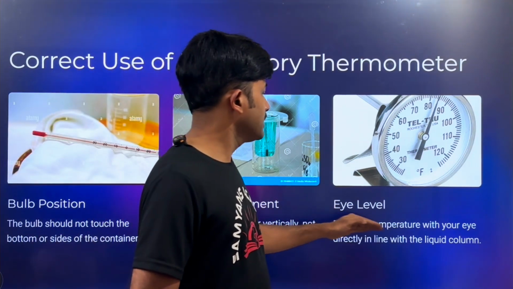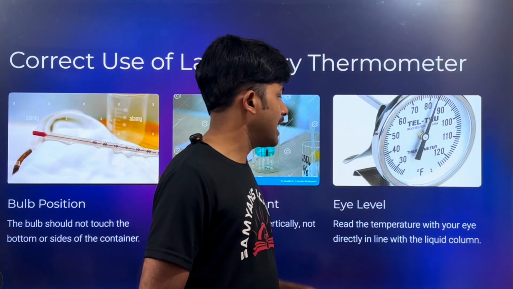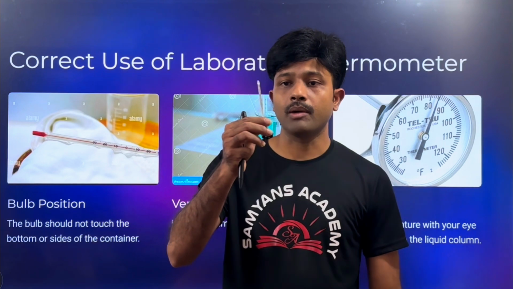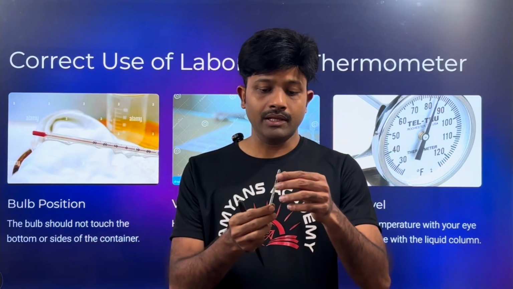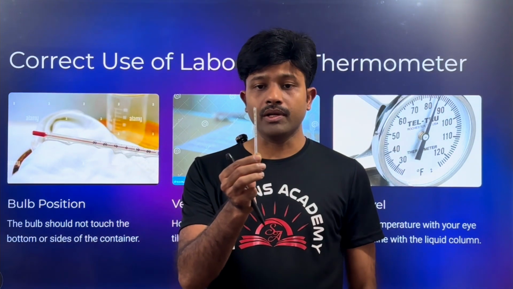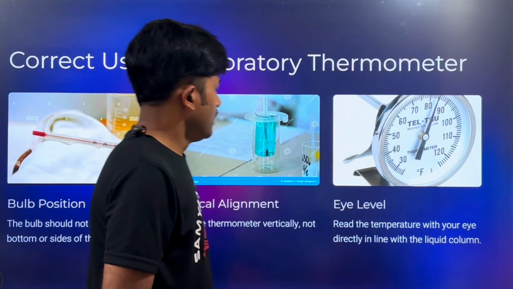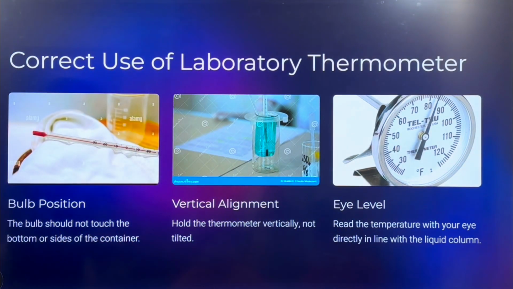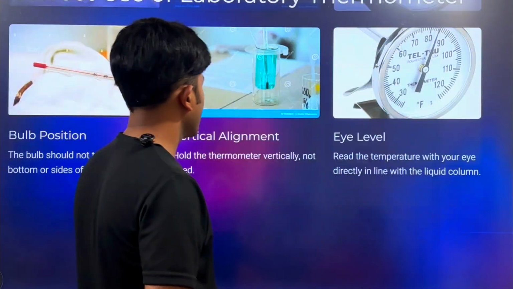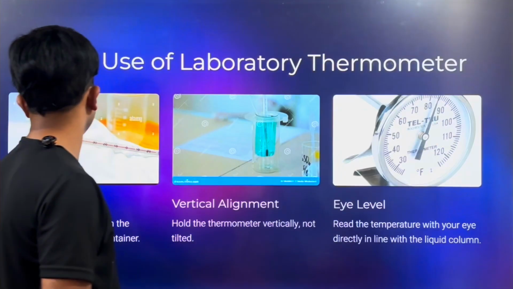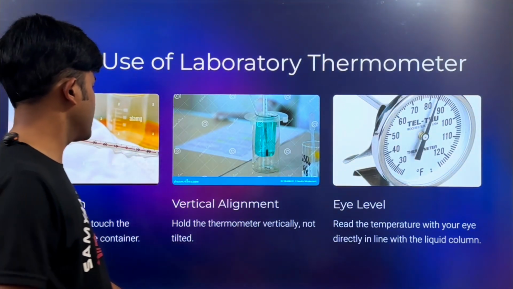And eye level: read the temperature with your eye directly in line with the liquid column. Suppose this is a thermometer, then how do you see this thermometer? You place it at eye level like this. Read the temperature with your eye directly in line with the liquid column. So these are the ways of correct use of the laboratory thermometer.